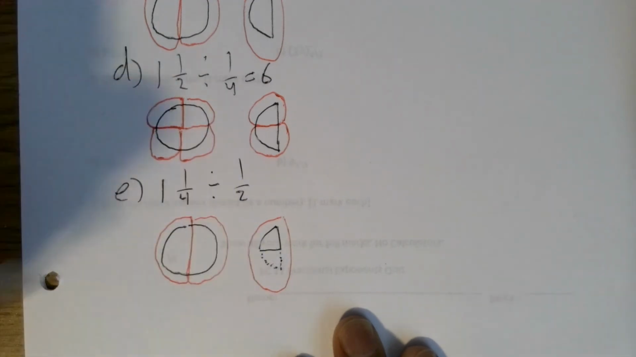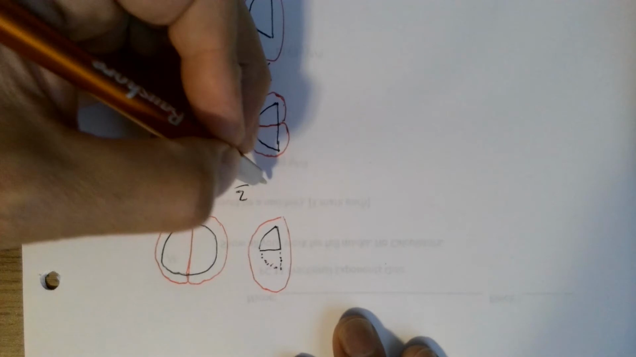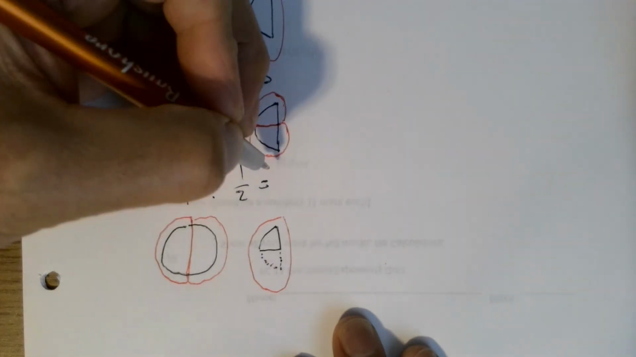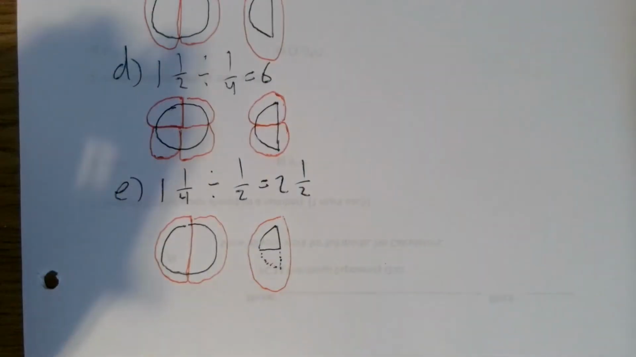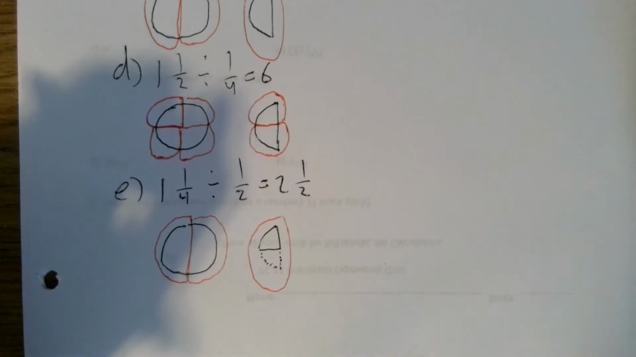So if I've got a pizza and 1/4 and I want half a pizza per person, I can basically only make 2 1/2 portions. I don't want to say I can feed 2 1/2 people because there's no such thing as half a person, but basically I've got 2 1/2 portions.